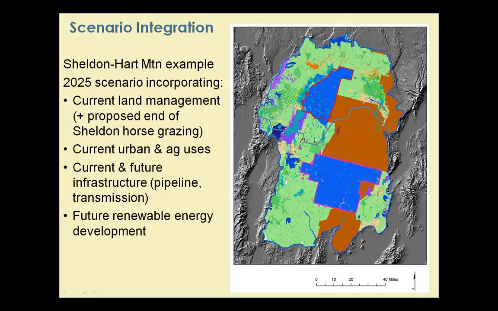We have proposed, I believe this is a new transmission corridor for renewable energy getting put through, as well as future renewable energy development. So that's spatially what a cumulative scenario might look like.